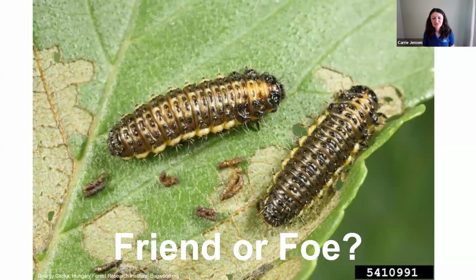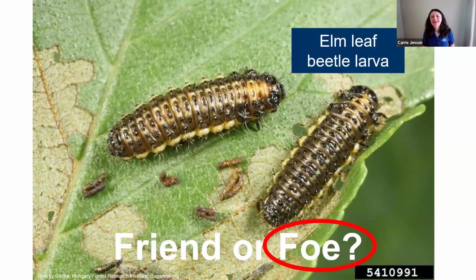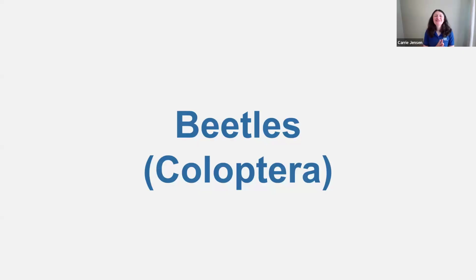So how about this guy? Another larva. Is this one a friend or a foe? Yeah, foe. Okay, you guys are right. This one's the elm leaf beetle larva. And you can tell by the damage it's doing on that leaf. It's not great for that elm. So, pest.